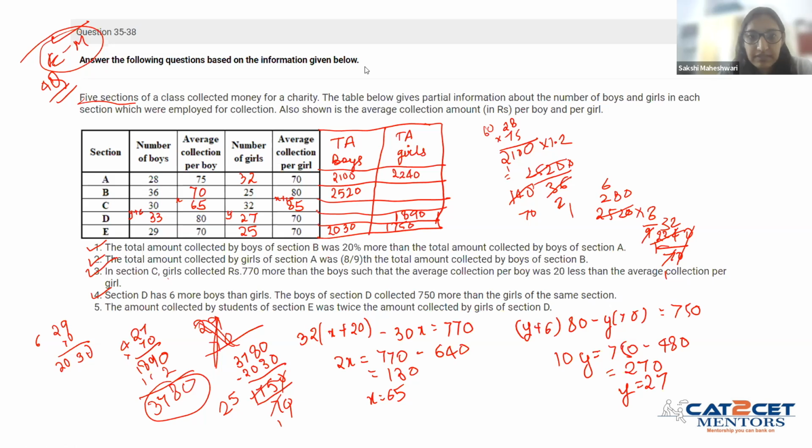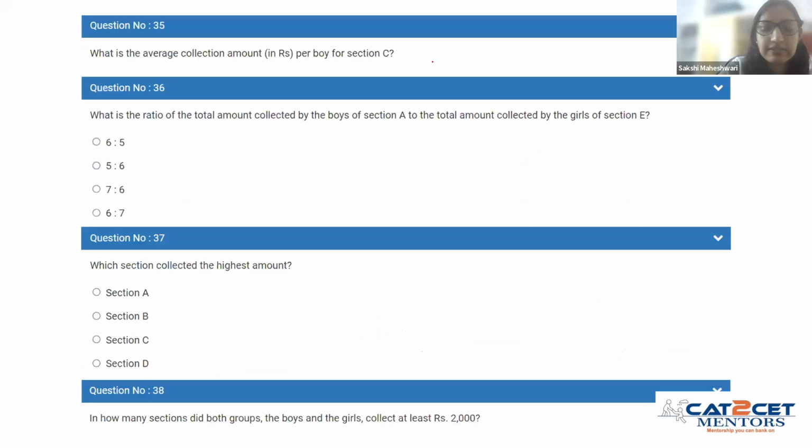Are you able to get this? Yeah. Is it clear? Okay. So let's see what are the questions. So, average collection amount in rupees per boy for section C. For section C, average collection per boy. So this is 65. Yeah.